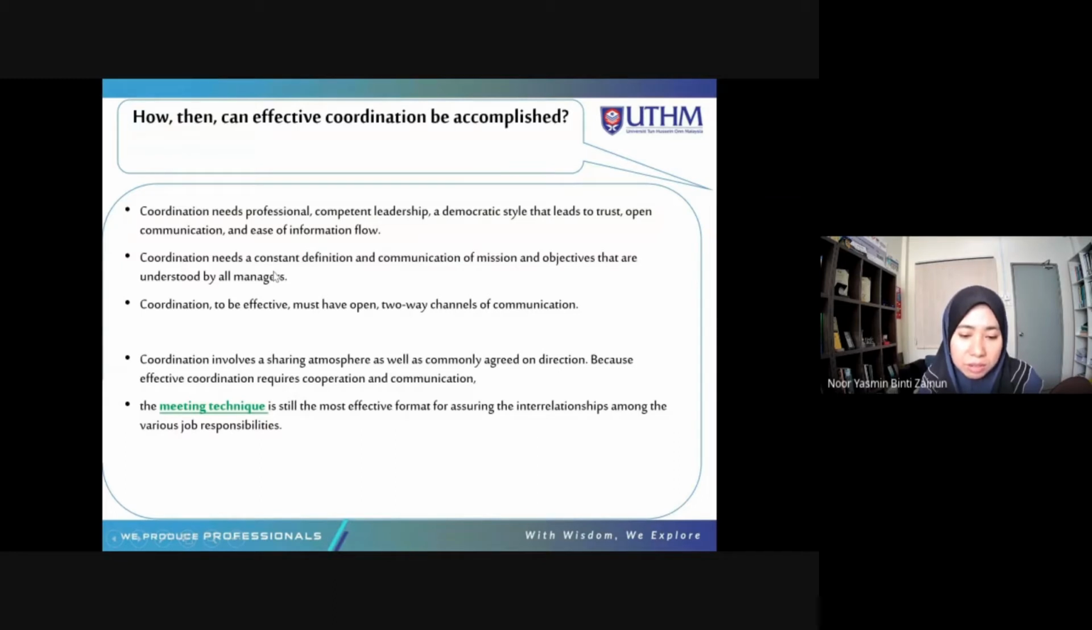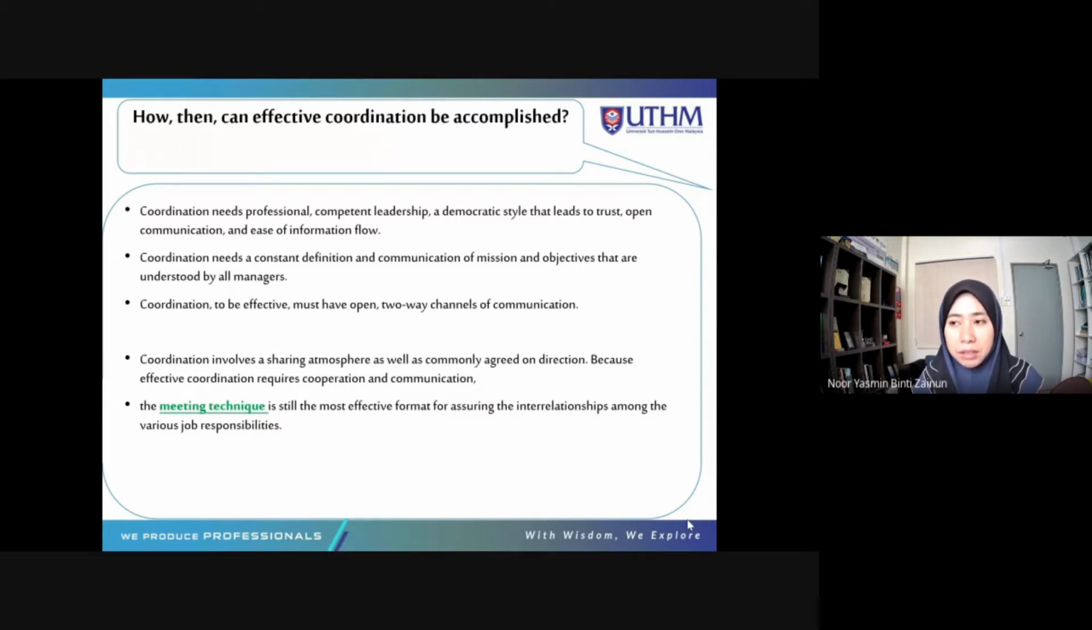So coordination needs a constant definition and communication of mission and objectives that are understood by all managers. Coordination to be effective must have open two-way channels of communication, bukannya one way. Bila one way, you work in the silo. Arahan, terima arahan je, masing-masing buat kerja masing-masing. But two way, you can give suggestions to your boss.